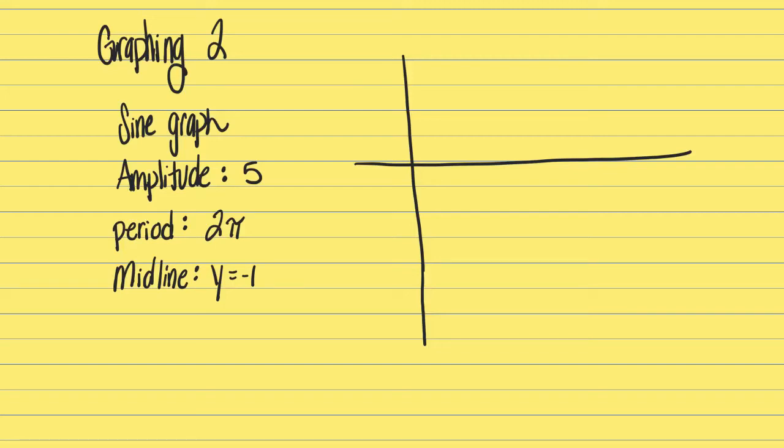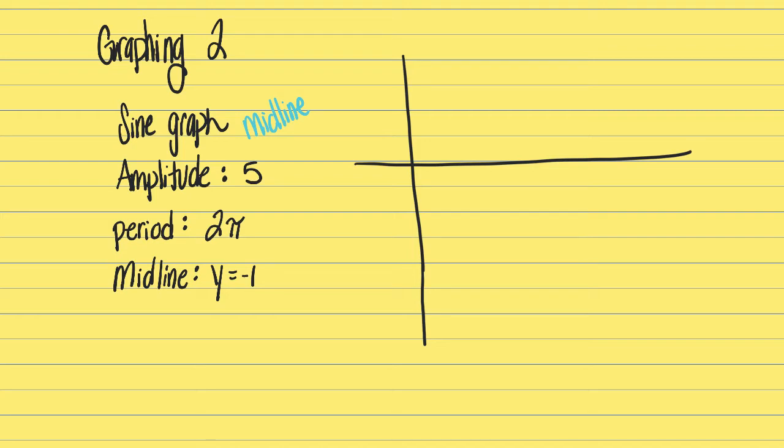When it comes to graphing an equation, it's important to understand each of the different pieces of information that are given. So first off, we're talking about graphing a sine equation, and that means that it's going to start at my midline. Then I have my amplitude at 5, my period is 2 pi, and my midline is at y equals -1.